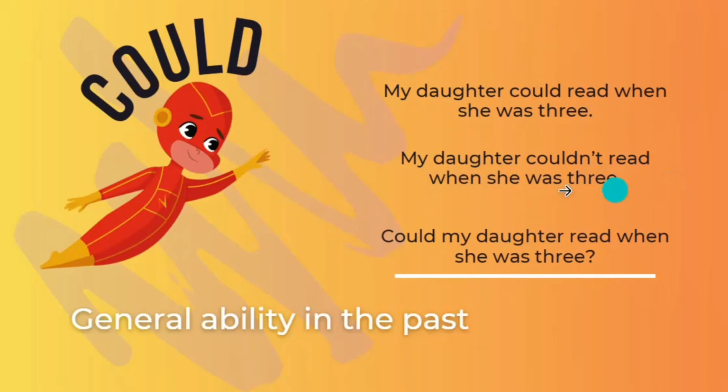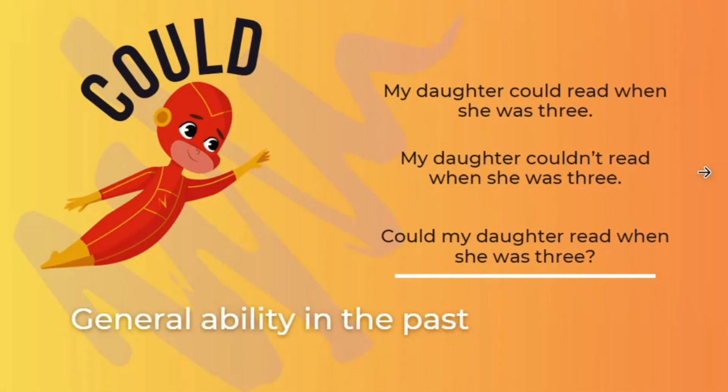My daughter couldn't read when she was 3. Past ability, but negative. She couldn't read. Could my daughter read when she was 3? And this is how you can make the question using could. If you want to improve your spoken English, try to make sentences like this: a simple sentence or positive sentence, then a negative, and then interrogative. It will really help you to be fluent in your spoken English.